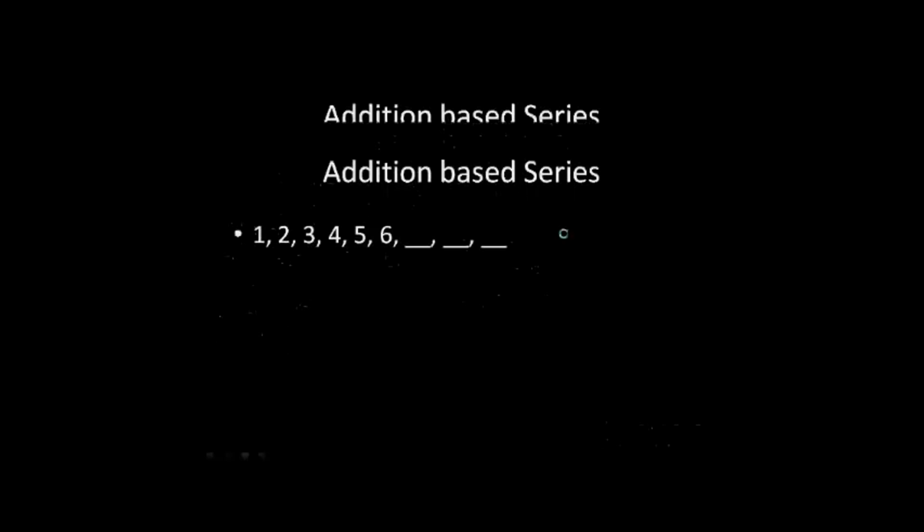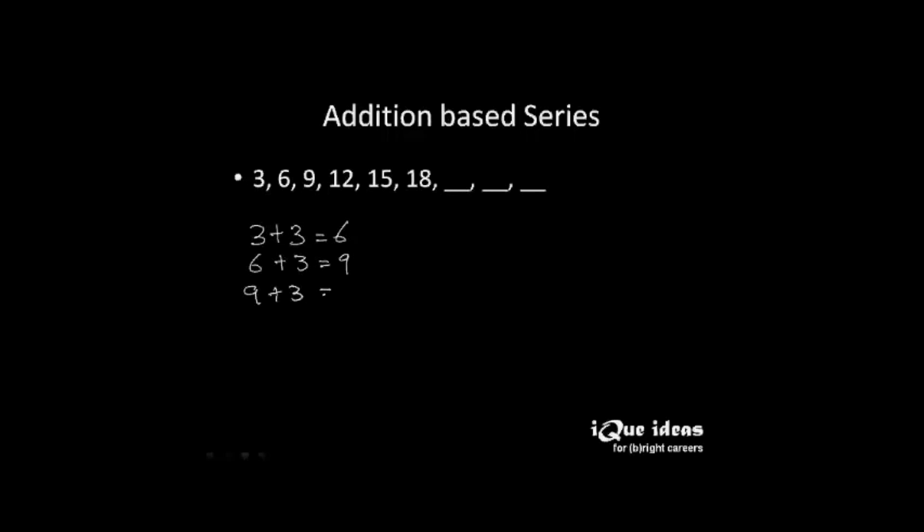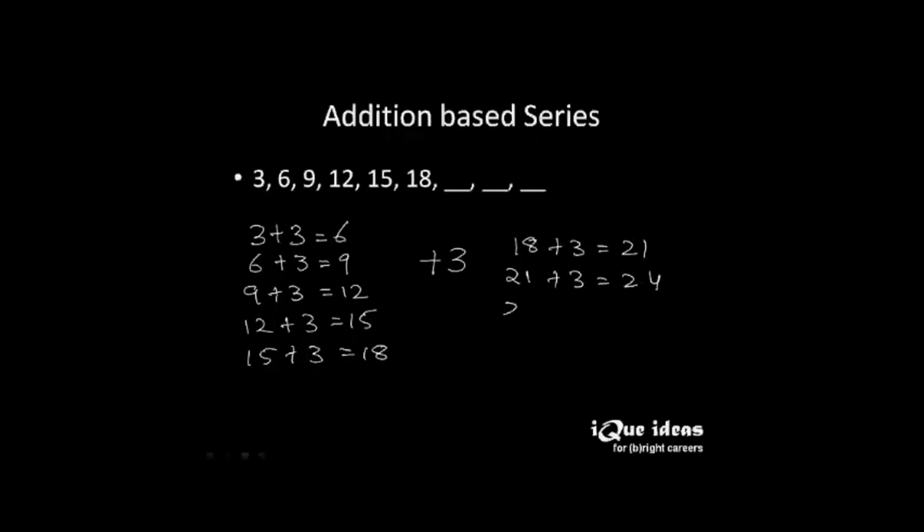Pretty simple, right? Okay, so to reinforce the concept, let us take one more example. Now here we can very easily identify that 3 plus 3 is equal to 6, 6 plus 3 is 9, 9 plus 3 is 12, 12 plus 3 is equal to 15 and 15 plus 3 is equal to 18, which means this is a simple plus 3 series. So 18 plus 3 gives me 21, 21 plus 3 gives me 24 and 24 plus 3 gives me 27. That means 21, 24 and 27 are the numbers which fill in the blanks.